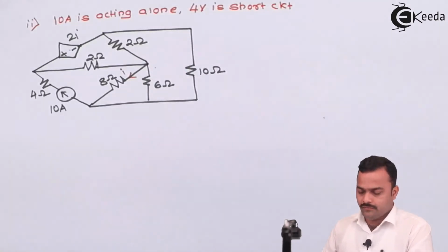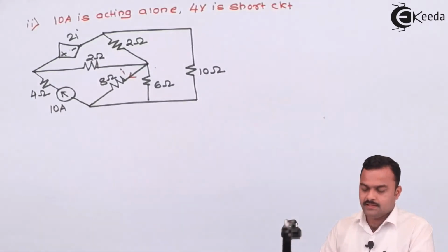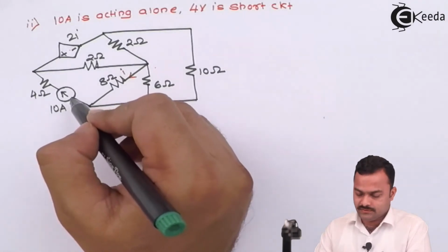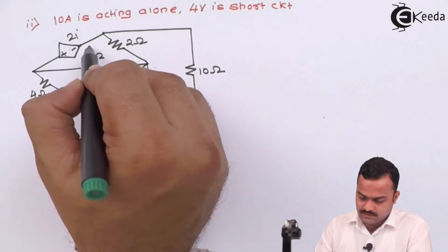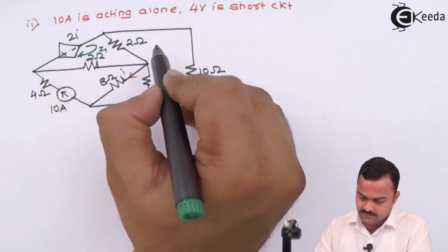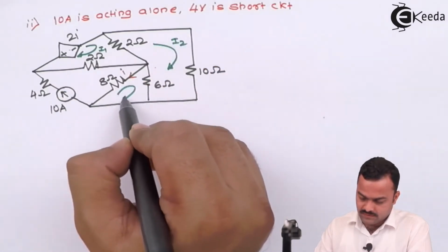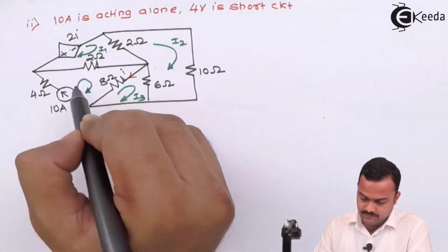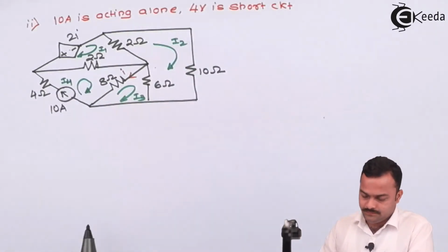Now there are 4 meshes we are having, 1, 2, 3 and 4. Out of that, in one of the mesh the current source is present, so its mesh current will be fixed. So let's mark current over here as I1, over here I2, this will consider as I3, and this will be I4, which is current source present in the loop.